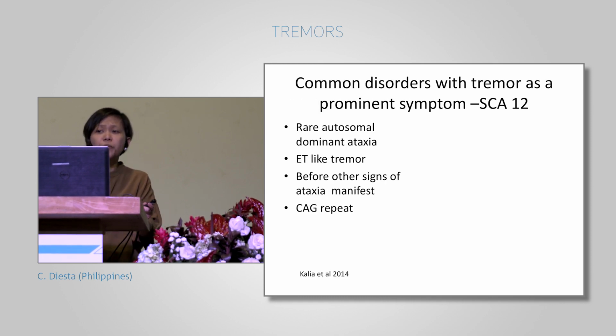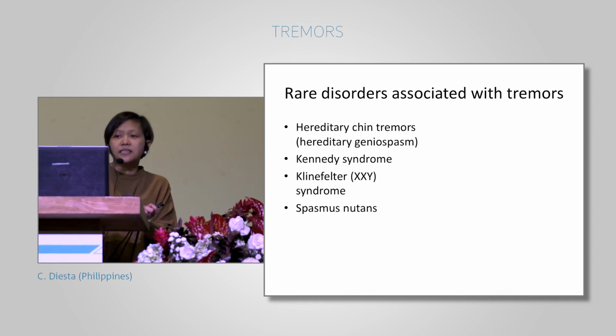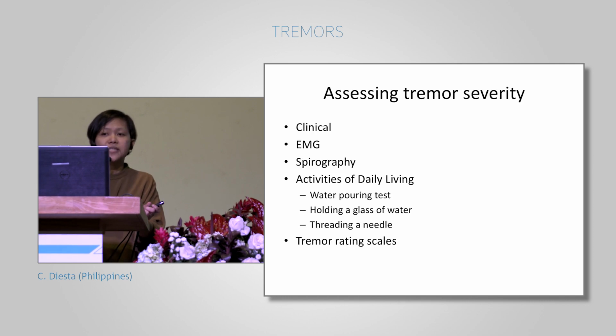So common disorders with tremor as a prominent symptom also include the SCA. This is a rare autosomal dominant ataxia. Initially, the patients can present with essential tremor-like symptoms or tremor before other signs of ataxia can manifest. It is not only seen in common disorders, but it is also seen in rare disorders associated with tremors. And some of these are listed here: hereditary chin tremors, Kennedy syndrome, Klinefelter syndrome, and spasmus mutans.